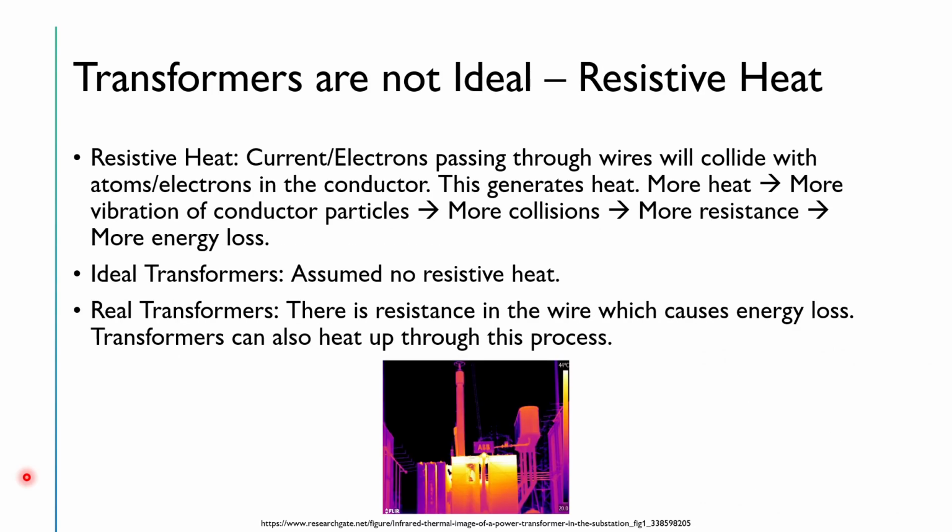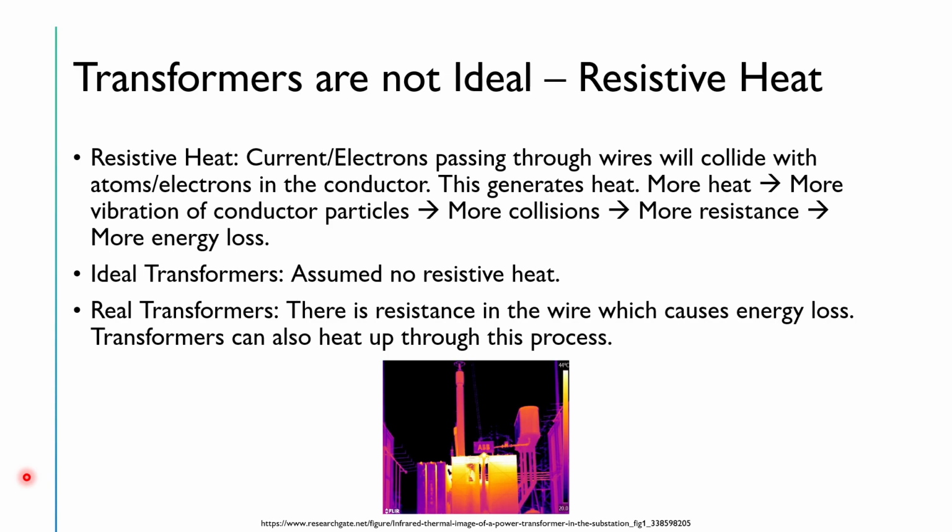Another thing that happens is resistive heat. Essentially, if you have a current or electrons flowing through a wire, there will be collisions between atoms or electrons attached to atoms within the conductor. These collisions will lead to the generation of heat. That generation of heat is an energy loss, and that energy loss will mean that you won't get 100% of the energy that was coming from that primary coil ending up in the secondary coil.